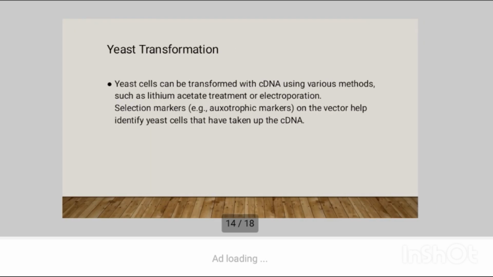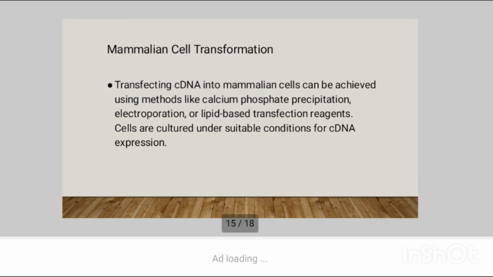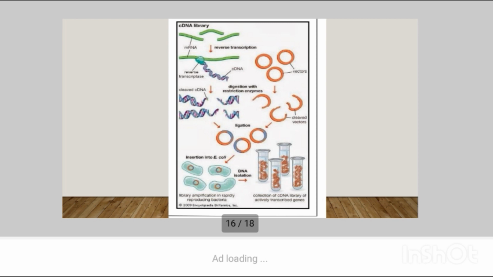Let's look at yeast transformation. Yeast cells can be transformed with cDNA using various methods such as lithium acetate treatment or electroporation. Selection markers, that is auxotrophic markers on the vector, help to identify yeast cells that have taken up the cDNA. Next, mammalian cell transformation. Transfecting cDNA into mammalian cells can be achieved using methods like calcium phosphate precipitation, electroporation, or lipid-based transfection reagents. Cells are cultured under suitable conditions for cDNA expression. So these are the overall methods we can use for getting the cDNA into cells.